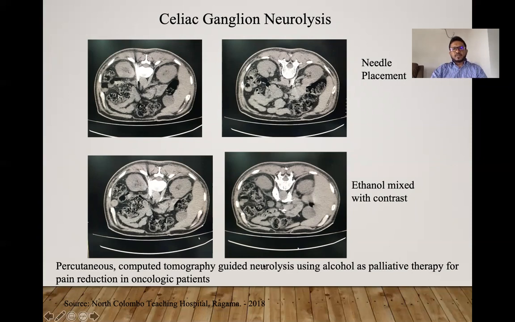Then you can use neurolysis using alcohol and ablate the celiac ganglion, so the patient has a relatively pain-free, normal life after this. But sometimes you need to do repeated procedures depending on the level of pain. But the patient will be very happy once you do it, and they will feel the relief of pain on the table itself.